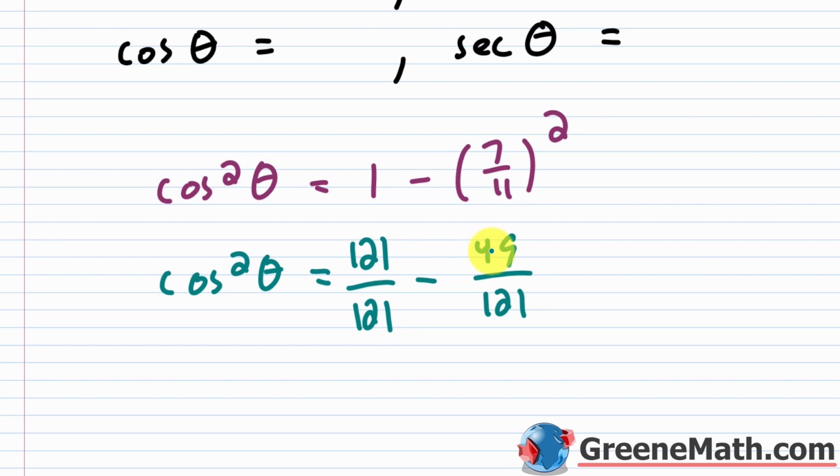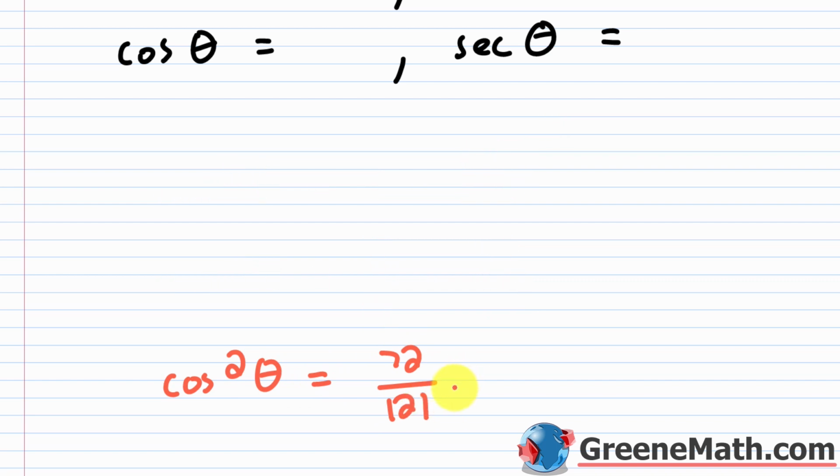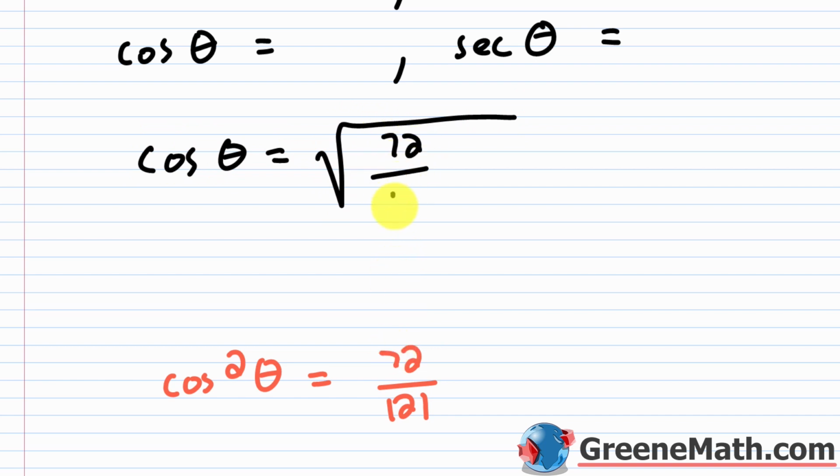So 121 minus 49, that's going to give me 72. So let's say that this is going to be cosine squared theta is equal to 72 over 121. Now we know we're in quadrant 1. We've already established that. So when I use my square root property, I'm just going to say that the cosine of theta is equal to, I want the principal square root, because again, cosine will be positive in quadrant 1, of this 72 over 121.